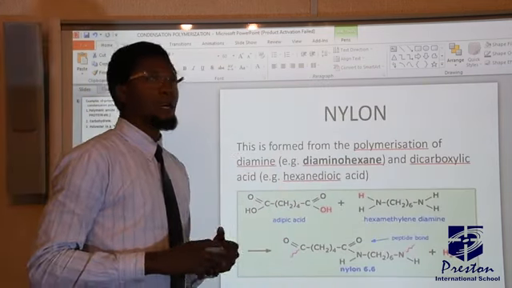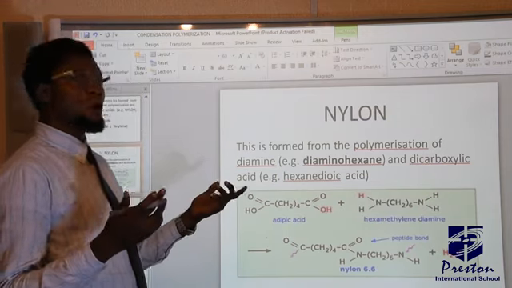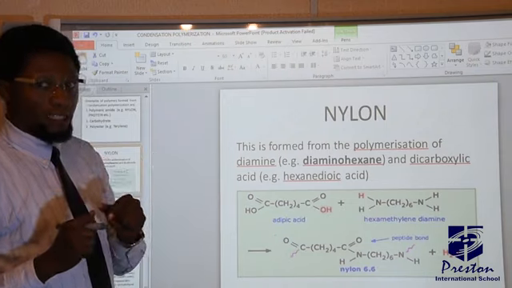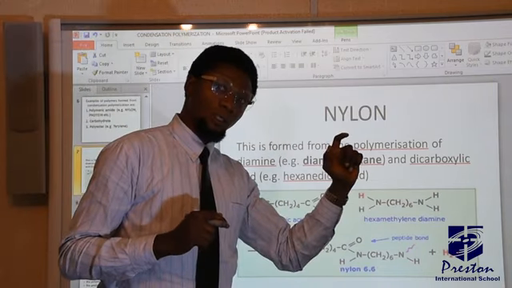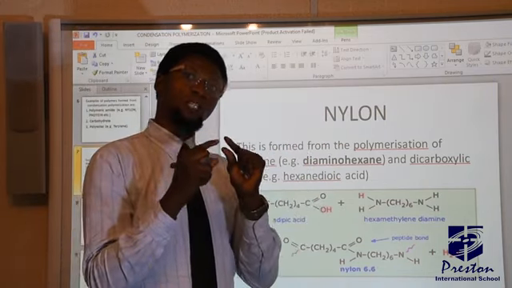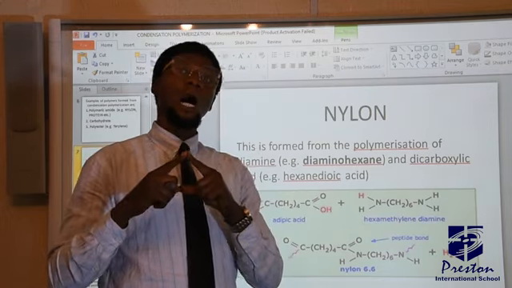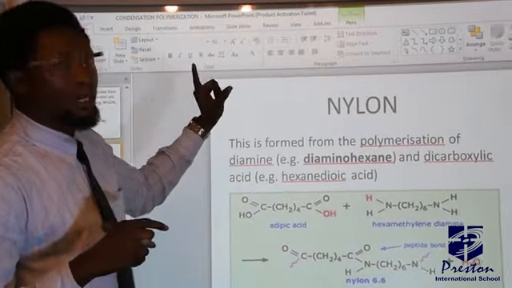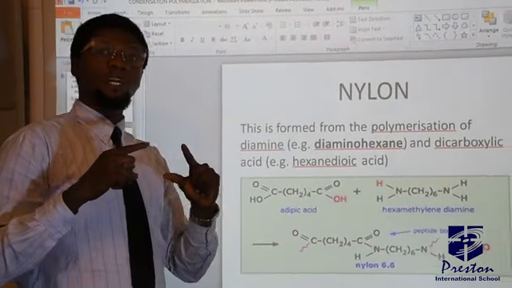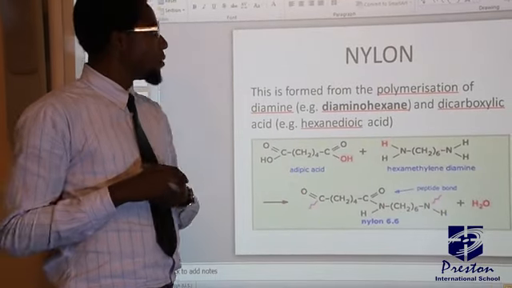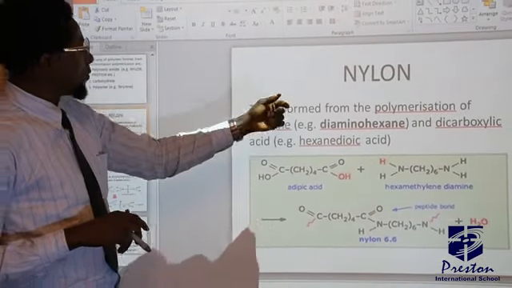Let's look at nylon as a typical example of a compound formed from condensation polymerization. We shouldn't forget that in addition polymerization, anytime you have combination of monomers, there wouldn't be any elimination of molecules. But in the case of condensation, there is always elimination of molecules like water, carbon dioxide, and some other molecules. Okay, let's look at nylon.